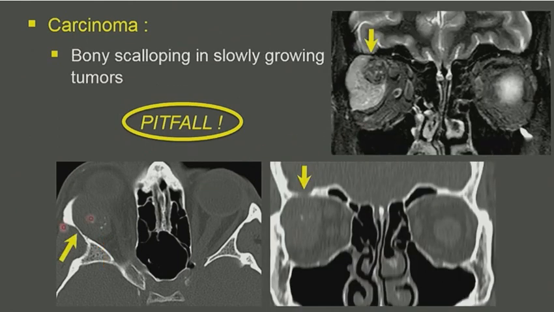Also, another important point to keep in mind is that carcinomas in the lacrimal gland have a very slow growth pattern. Therefore, you will have bony scalloping. You see here this deformity of the orbit. Don't mistake this for a benign lesion.